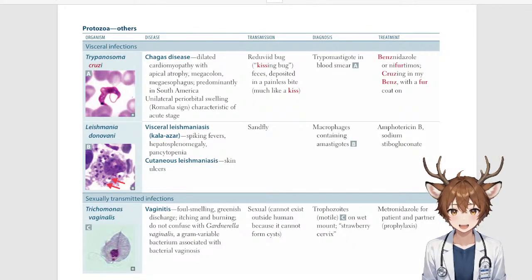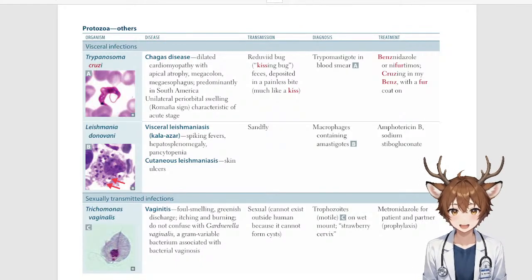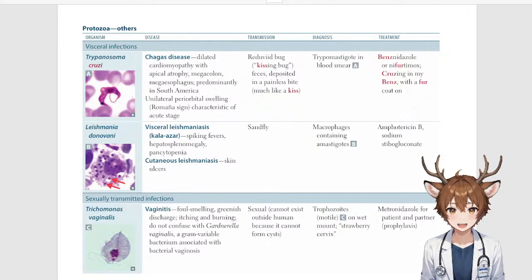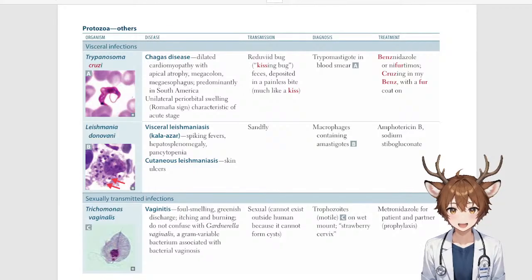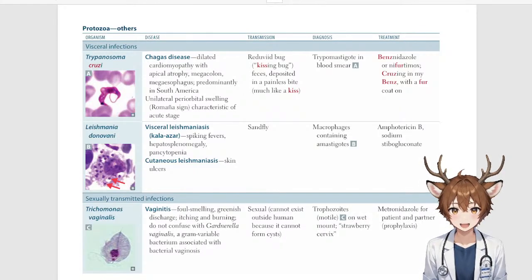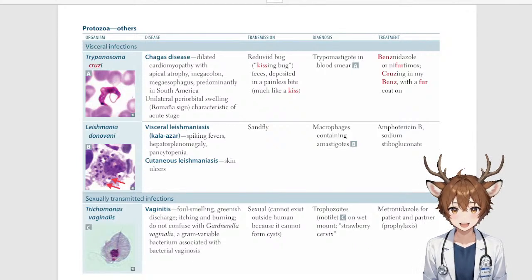So Trypanosoma cruzi, Chagas disease: dilated cardiomyopathy with apical atrophy, megacolon, megaesophagus. Trypanosoma cruzi causes big problems, predominantly in South America. Unilateral periorbital swelling, Romaña sign, is characteristic of the acute stage. This is another thing you can think of just logically. I'll get into it a bit. I'll just wrap this and I'll explain to you.